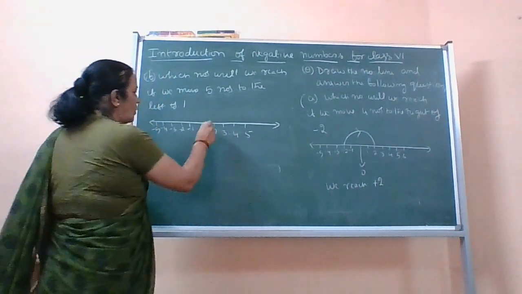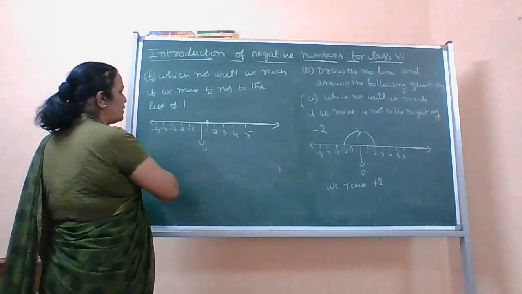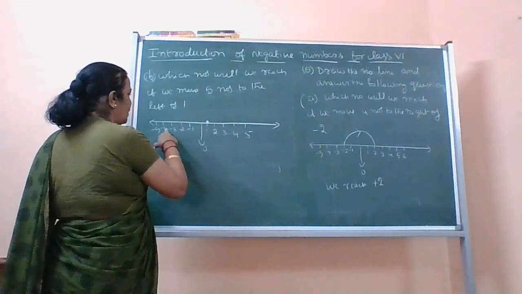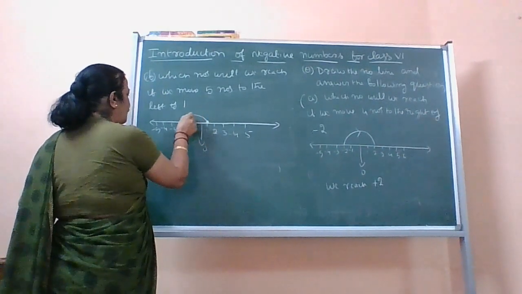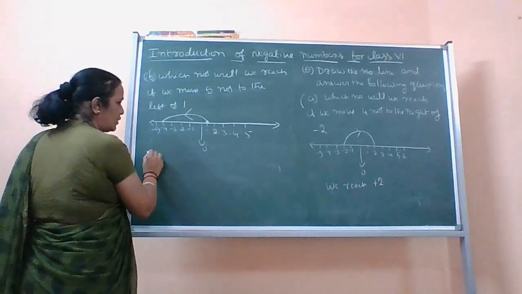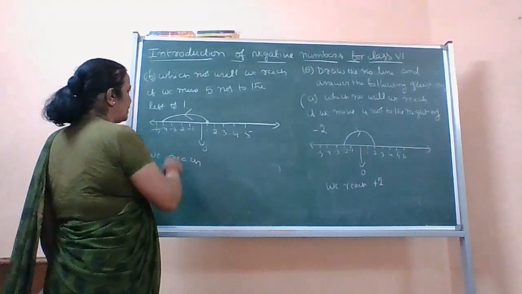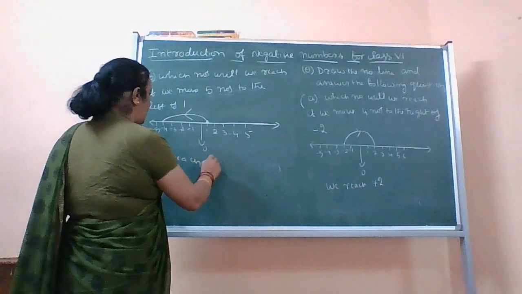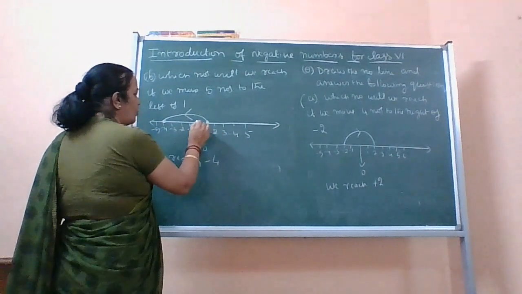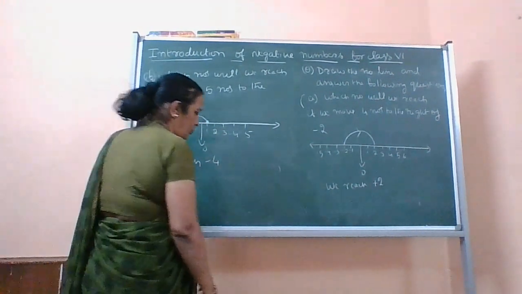You have to start with 1. 1 is here. You have to go 5 numbers towards the left. That is 1, 2, 3, 4. You have to start with minus 1, and where do we reach? We reach minus 4. See here, start from here: 1, 2, 3, 4.